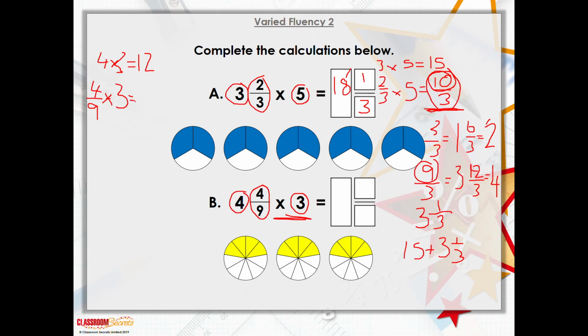I need to keep my denominator the same. So my denominator here is not thirds, it's not sevenths, it's ninths. And then I times my whole number with my numerator, and 4 times by 3 is 12. However, I've got the same problem that I had in question A. This is an improper fraction. I need to convert this to a mixed number by applying my times table knowledge and my knowledge of what makes a whole within this fraction. So I look at my denominator. So 9/9 is equivalent to 1 whole.